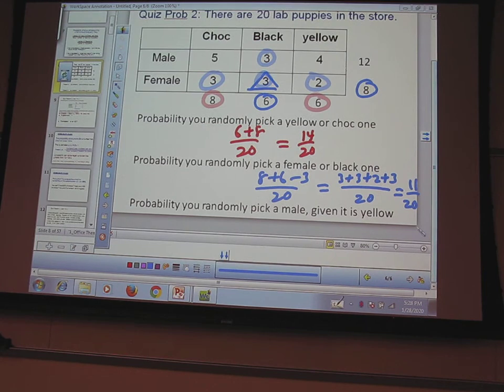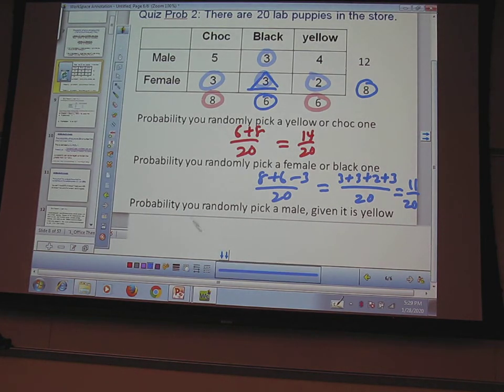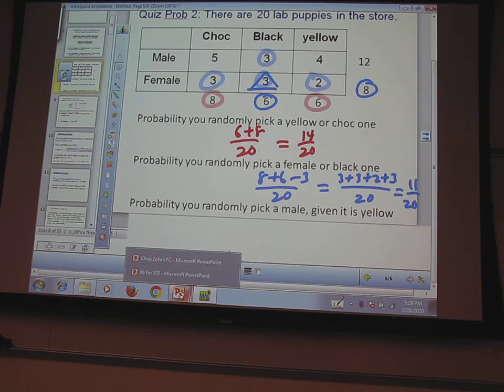How about the probability to randomly pick a male given it's yellow? You guys remember given? Yes? No? Yeah. Given means that, you know, I'm giving you information. You know it's yellow, so you don't care about the other dogs. You only care about the yellow labs. How many yellow labs are there?